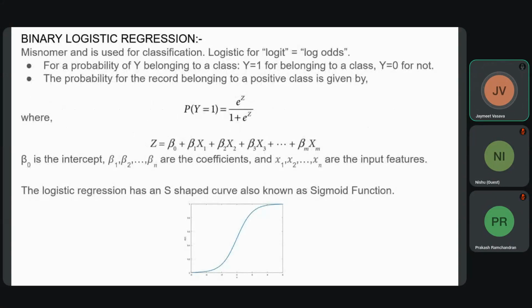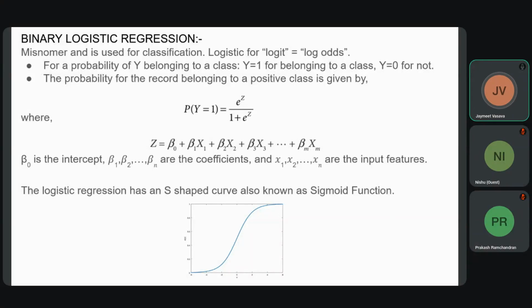So, binary logistic regression. First of all, logistic regression is actually a misnomer, and it's not used for regression but rather for classification. The term logistic comes from the word logit, or log odds, and we'll see further when we discuss the mathematical representation of it. So there will be, for the probability of an observation y belonging to a class.